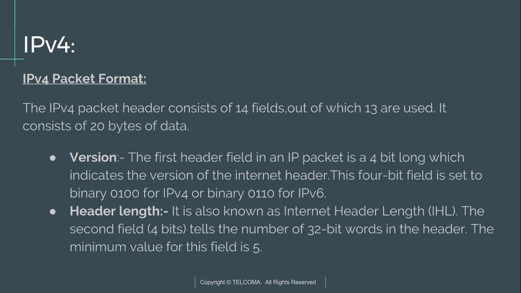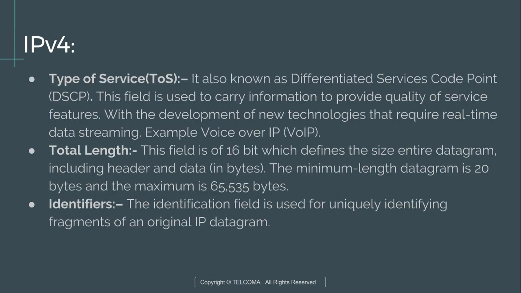Next is header length, also known as internet header length, the second field. It is 4 bits, and it tells the number of 32-bit words in the header. The minimum value for this field is 5. The next is type of service, TOS, also known as differentiated services code point. It carries information about the quality of service provided. With the development of new technologies that require real-time data streaming, for example VoIP, voice over IP, we use the type of service field.